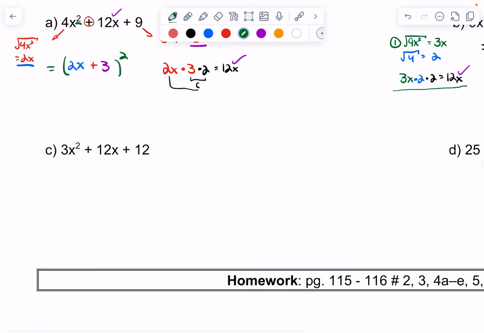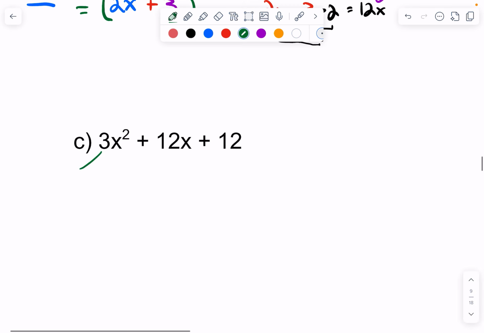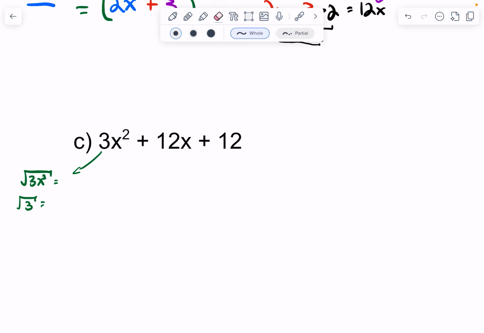So let's look over here. Are we dealing with a perfect square? Well, check. Take the square root of 3x squared. Well, no, that's not going to give you a solution. Because the square root of 3 is not a nice clean number. It's like 1.7 or something. Oh, so that doesn't work. So right off the bat, you already know it's not a perfect square because this is a 12 right here. And you can't take the square root of 12.